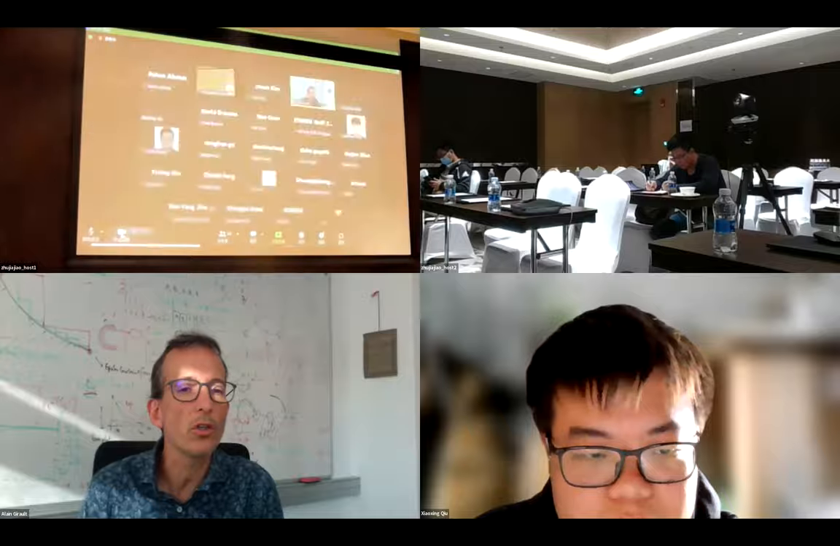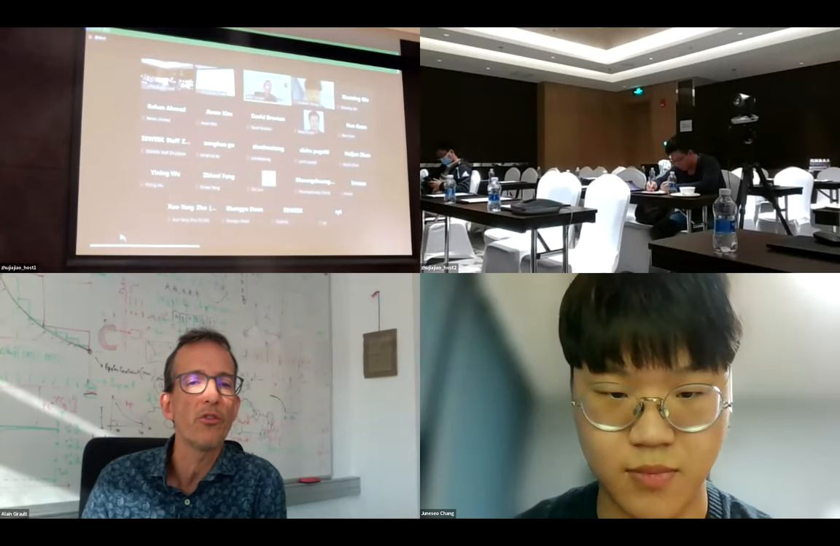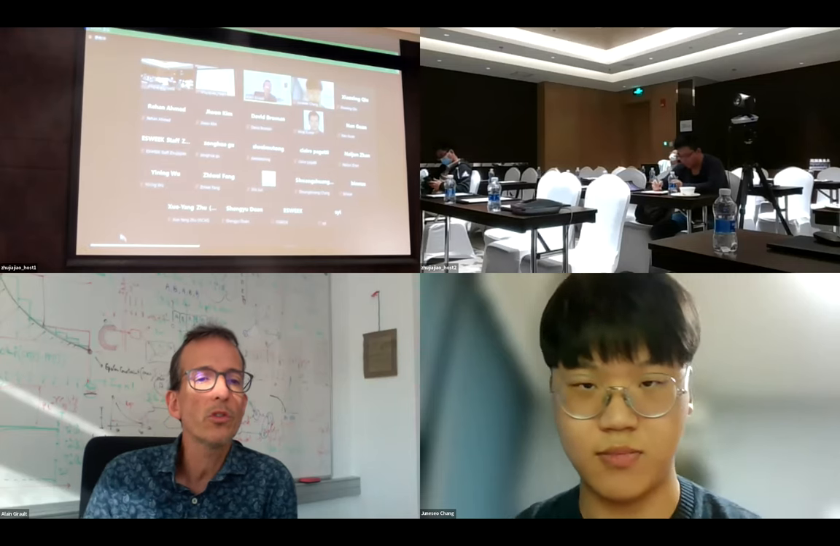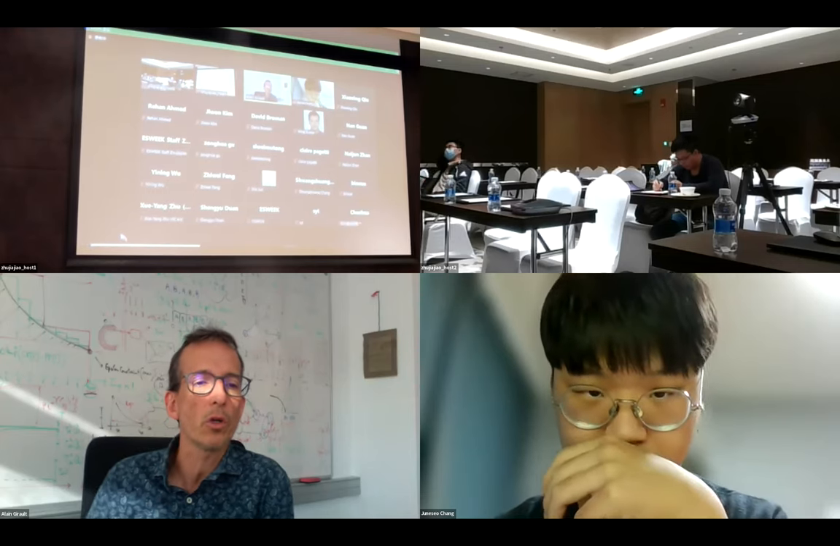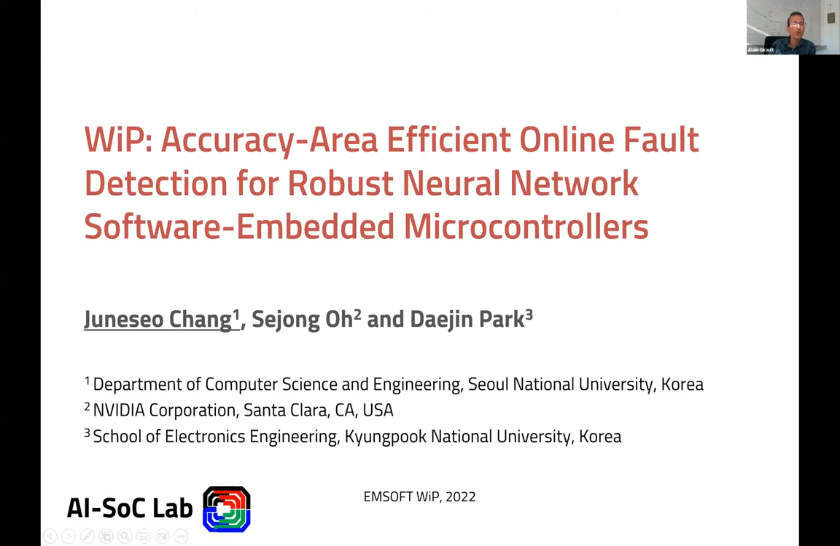So the next talk is a work in progress. The title is Accuracy Aware Efficient Online Fault Detection for Robust Neural Network Software Embedded Microcontrollers. And the talk will be given by Junseo Chang from Seoul National University. He's pursuing his PhD degree in the Department of Computer Science and Engineering at Seoul National University, and his research interests include dependable system design and compiler optimization using machine learning approaches. So the floor is yours.